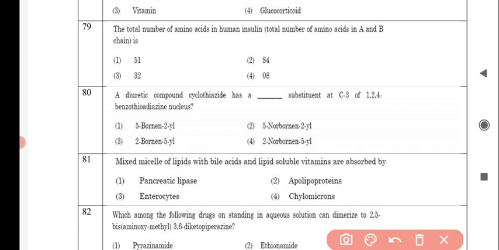Next question is the total number of amino acids in human insulin, total number of amino acid in A and B chain is, and the correct answer is option number 1, 51. Next question is a diuretic compound cyclothiazide has a dash substituent at C3 of 1, 2, 4 benzothiadiazine nucleus, and the correct answer is option number 2, 5-norbornen-2-yl.